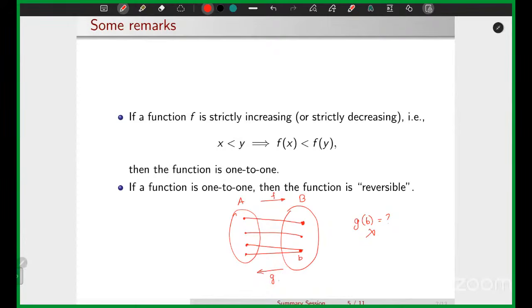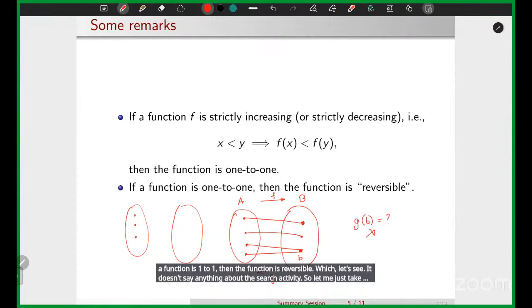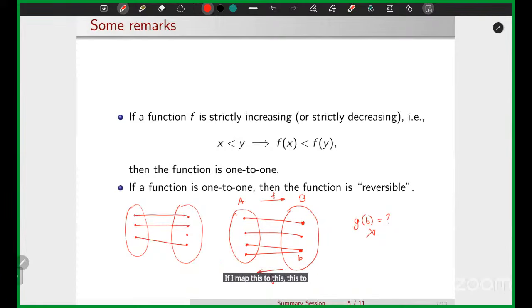But the second statement, if you see, says that if a function is one-to-one, then the function is reversible, which, let's see, doesn't say anything about the surjectivity. So let me just take 3 elements over here and 4 elements over here. If I map this to this, this to this, and this to this, and I call this f2, again from some A to some B, now can I define a function from B to A?